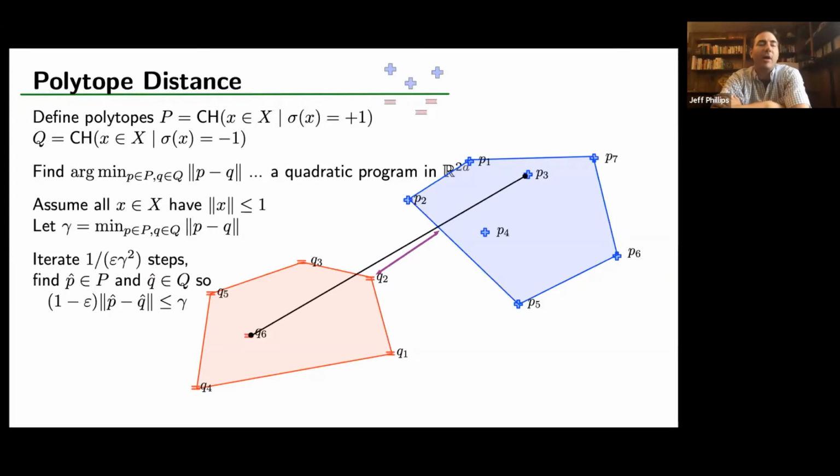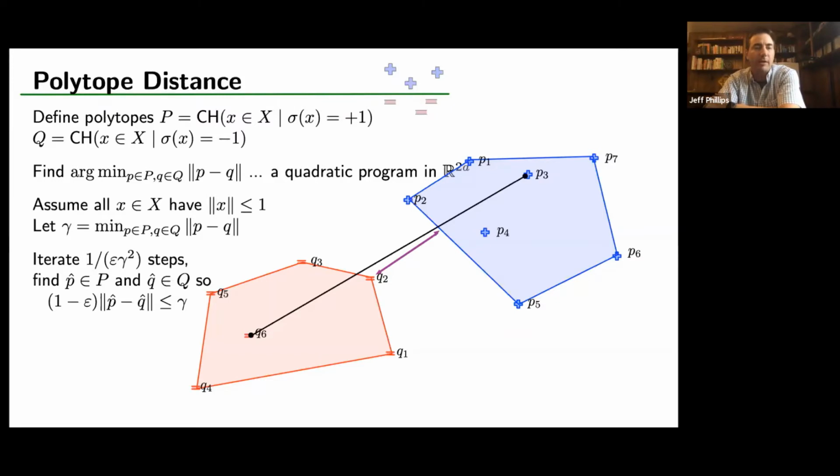Okay. And now we can solve this problem approximately with the number of steps, which depends on gamma and the error in the approximation. I'm going to find a margin which is going to be slightly larger. I'm going to find P hat and Q hat, these approximate points, and their distance is going to be at most 1 plus epsilon larger than the minimum. And I'll do this in number of steps that depends on this epsilon and this gamma distance.